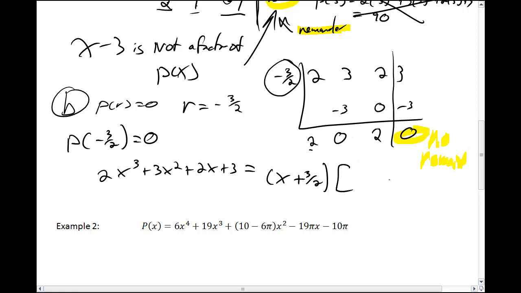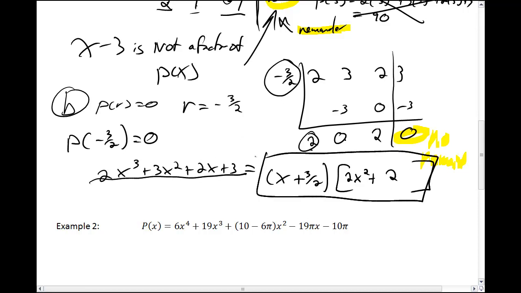Remember, the remaining piece of our polynomial should be 1 degree smaller than our original polynomial, which was this cube. I take this 2, and I put it in front of the x squared. That's 1 degree smaller. Then I do plus 0 in front of just an x, but that doesn't mean anything, so I don't write it down. And finally, I have plus 2. I've taken a cube, and I've factored it into two pieces.